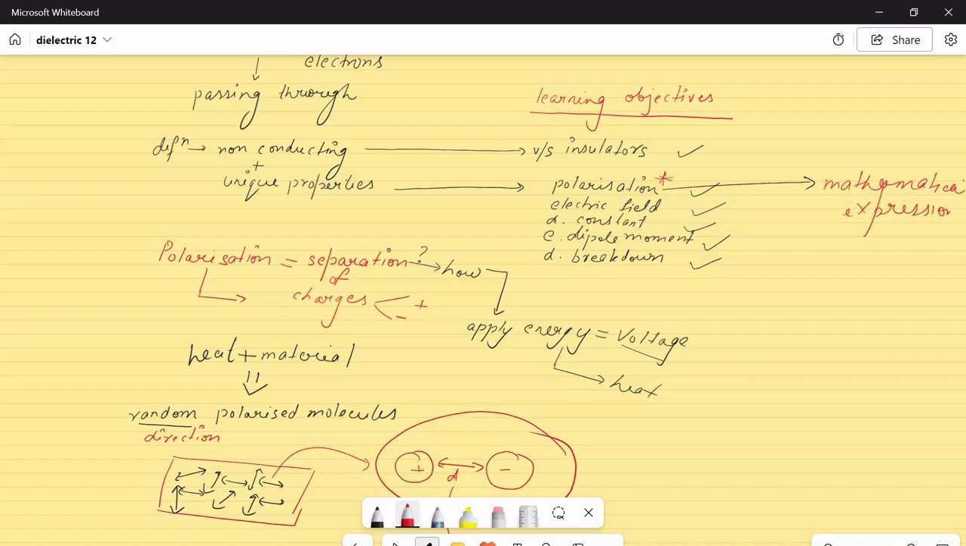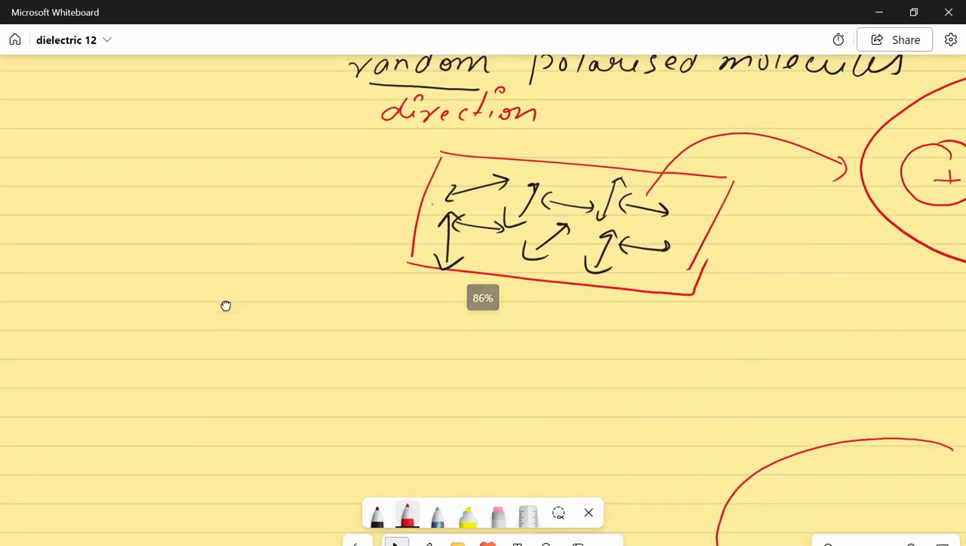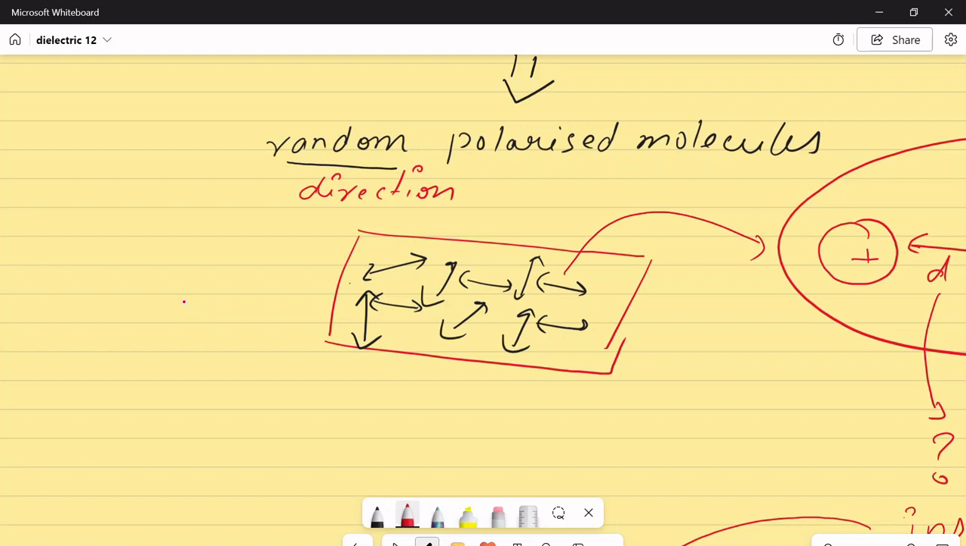Before that, let me just come back to the diagram over here. Let us see this random behavior. I have already told you that in this case I have got some charge storage, energy storage in these tiny dipoles. But they are all randomly aligned. They are not in a perfect alignment. So basically, one dipole moment will cancel out the other dipole moment and so on.